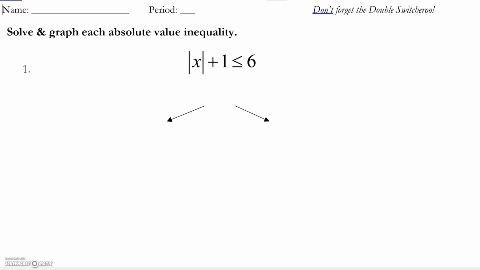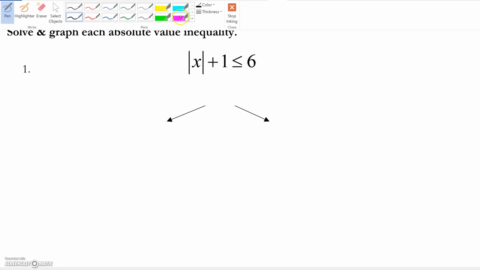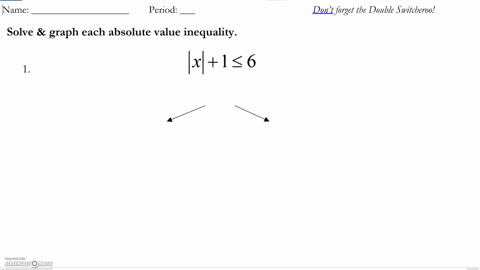I'm going to do some quick review of some of the problems we've been working on the last few days, solving absolute value inequalities. One of the keys to solving absolute value inequalities is to never ever forget something called the double switcheroo, right there. So let's take a look at this first absolute value inequality. I think most of you worked this the other day, but here's a quick overview.